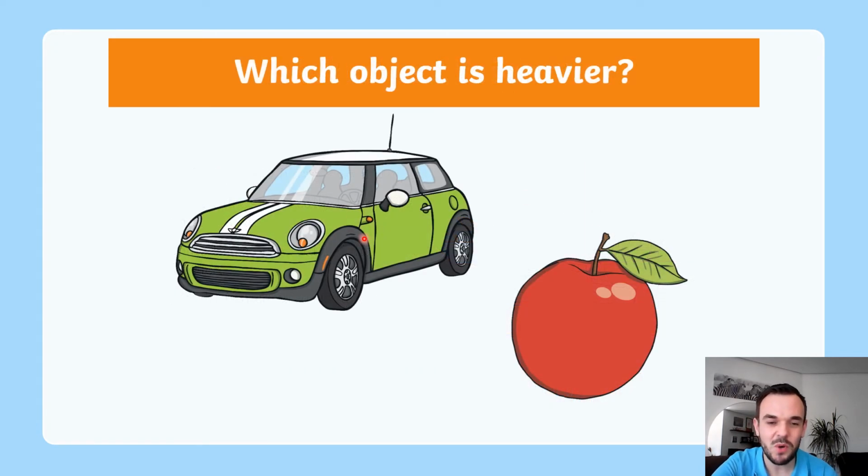So we've got two objects here. We've got a car and we've got an apple. And the question says, which object is heavier? Well, we know that a car is going to be much, much heavier than an apple. So you put a circle around the car. That one is going to be heavier. Let's have a look at the next question.